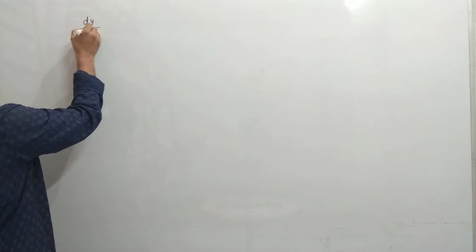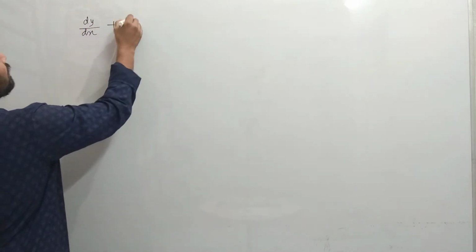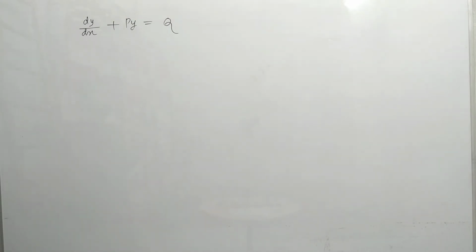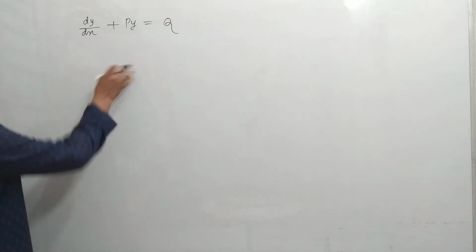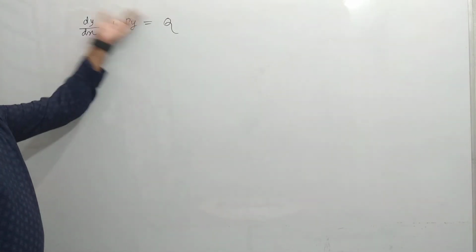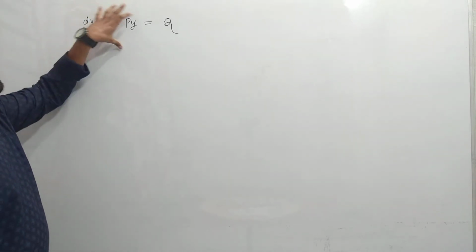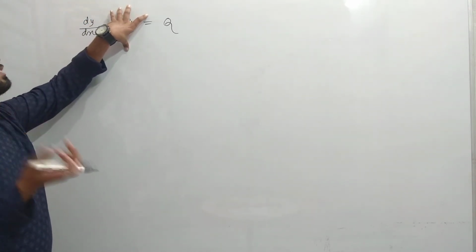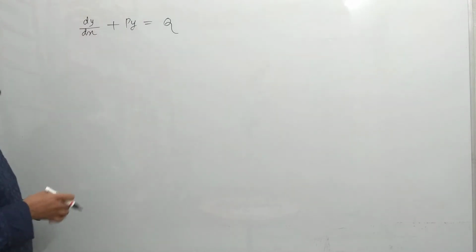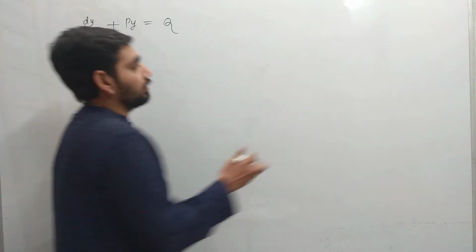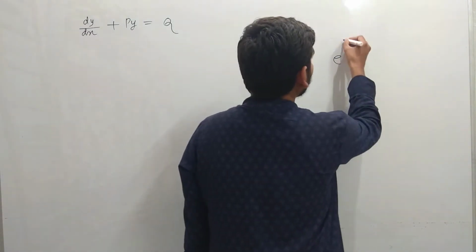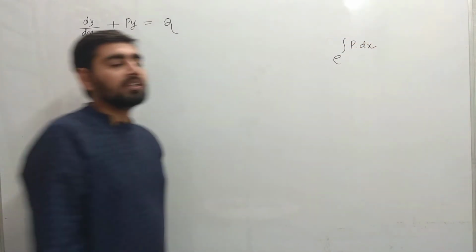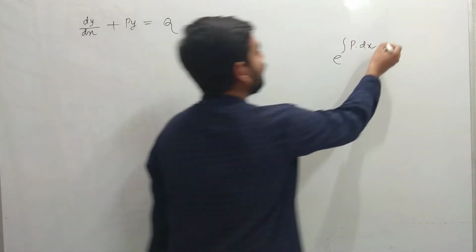Here the standard form of linear differential equation is dy by dx plus Py equals Q, where P and Q are functions of x or constants. Now to make it into an integrating form, or to solve this type of linear differential equation, we use a multiplier, e to the power integral P dx. We use a multiplier e to the power integral P dx.